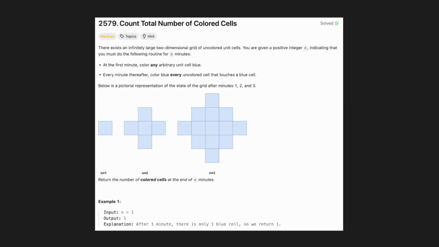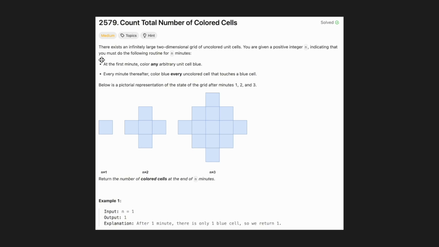Today we are solving Count Total Number of Colored Cells. So the problem states that there exists an infinitely large two-dimensional grid of uncolored unit cells, and we are given a positive integer n, and we want to return the number of colored cells at the end of n minutes. So what will happen is at the first minute, we will color one cell blue, and every minute thereafter, we will color every uncolored cell that touches a blue cell blue.